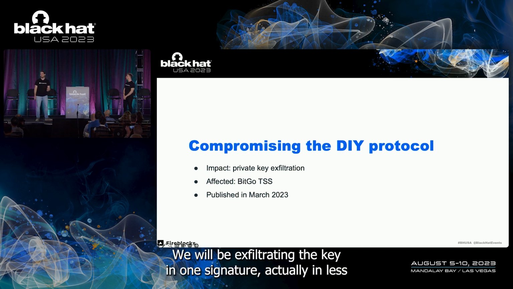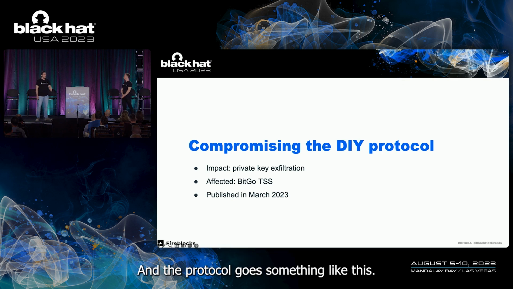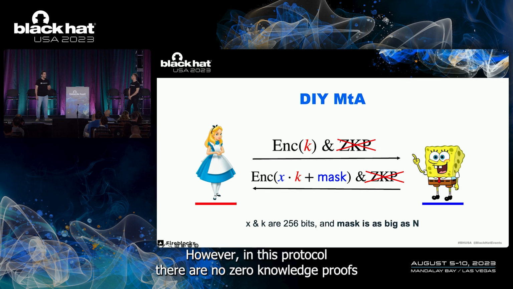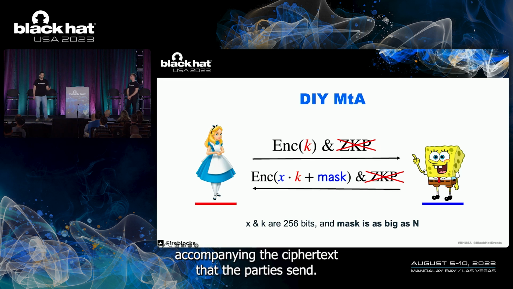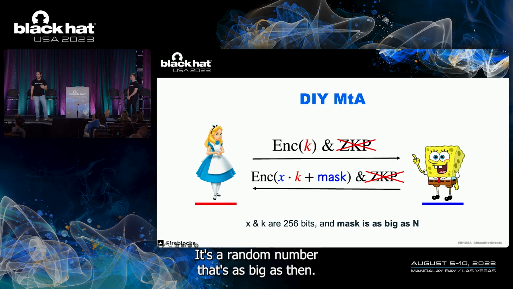We will be exfiltrating the key in one signature, actually in less than one signature, in the first round of the first signature. And the protocol goes something like this. It is also MTA-based. However, in this protocol, there are no zero-knowledge proofs accompanying the ciphertext that the parties send. Furthermore, the mask that Bob chooses is chosen to be as big as n. It's a random number that's as big as n.